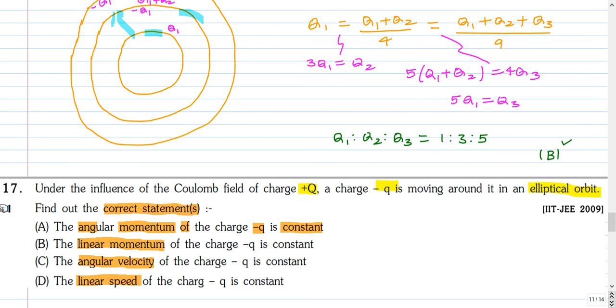This is the next question. Under the influence of the Coulomb field of charge plus capital Q, charge minus Q is moving around in an elliptical orbit. Find out the correct statements. Option A, the angular momentum for charge minus Q is constant. Option B, the linear momentum of charge minus Q is constant. Option C, angular velocity is constant. Option D, linear speed is constant. You can pause and attempt this question.